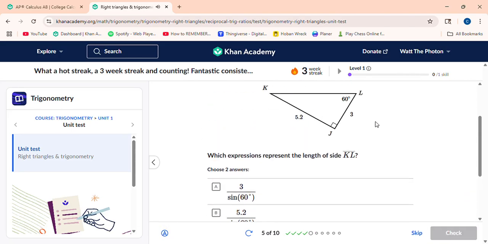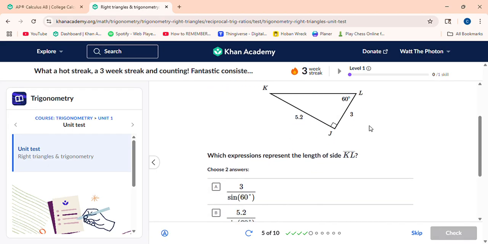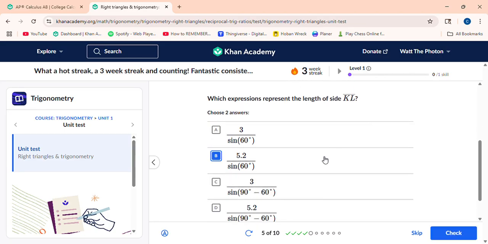Which expression represents the length of K to L? So we have the sine of 60. So the sine of 60 is equal to opposite over hypotenuse. Opposite is 5.2 over hypotenuse, which is x. So we can multiply it times x. We get x sine of 60 equals 5.2. So x is 5.2 over sine of 60.